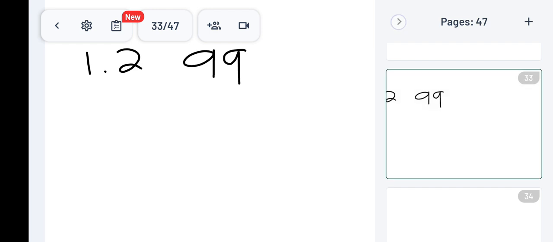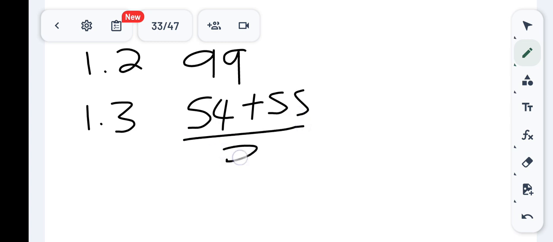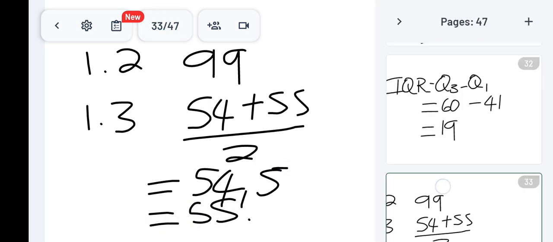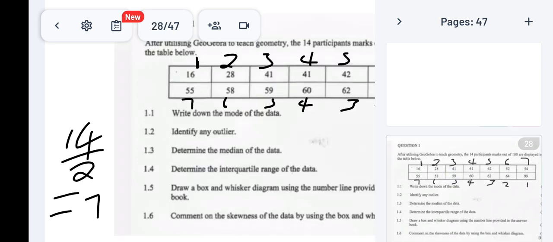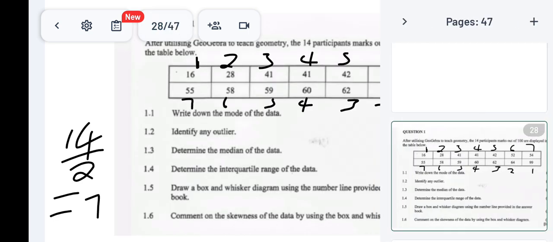So you need to add. For 1.3, you need to add 54 plus 55, then divide by 2. This equals 54 comma 5, which is 55 when rounded. Therefore 55 is your median.